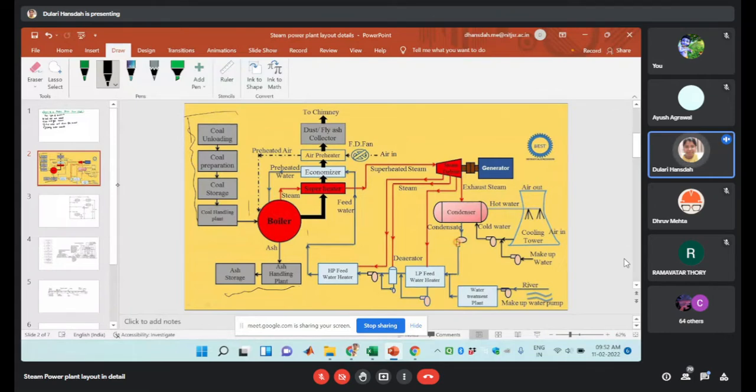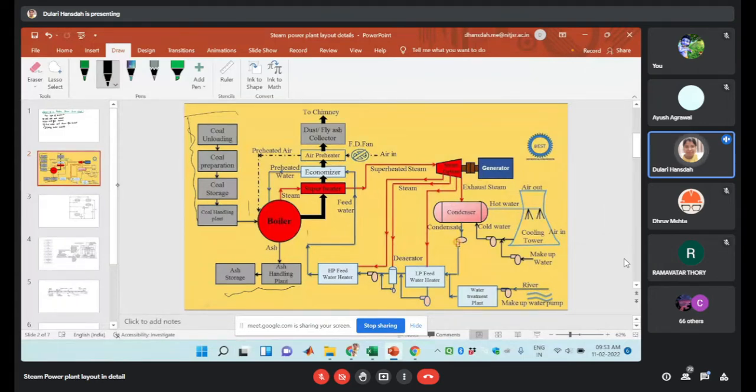The ash will be collected at the bottom of the grate. That ash will be collected by the ash handling plant, and because it is at a particular temperature and is also corrosive, we should take care of that, and it will be handled by the handling plant and then stored in the ash storage.